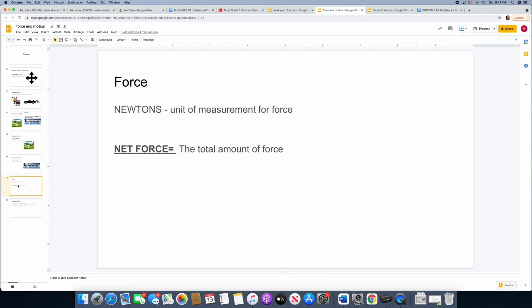When we discuss force, you will always hear the term newtons. Newtons is simply a unit of measurement for force. Just like you would say you drank a gallon of milk or a cup of milk, for force you would use newtons. So you're going to be pushing with a force of 50 newtons or pulling with a force of 50 newtons. Net force is going to be the total amount of force.